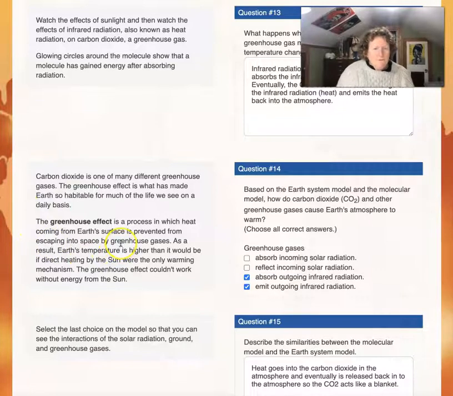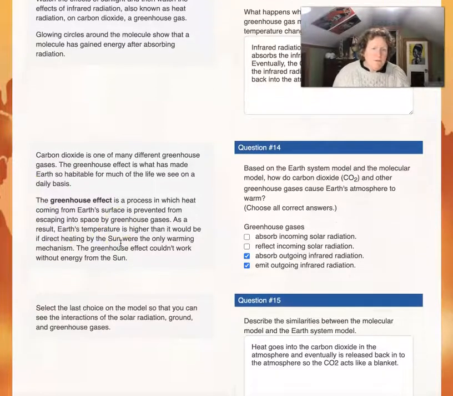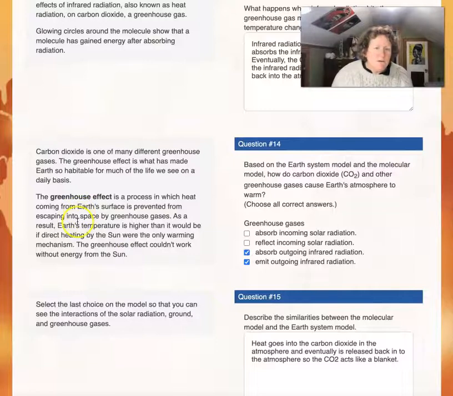The greenhouse effect is a process in which heat coming from the Earth's surface is prevented from escaping into space by greenhouse gases. As a result, Earth's temperature is higher than it would be if the direct heating by the sun were the only warming. The greenhouse effect couldn't work without energy from the sun.